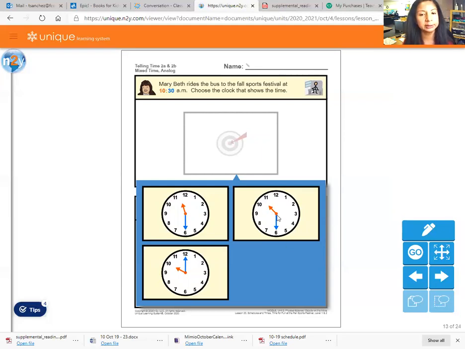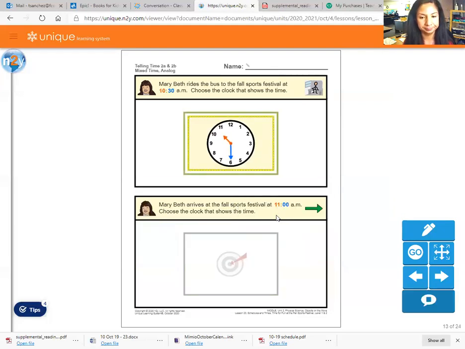Is that correct? Let's see. 10:30 a.m., that is correct. It is 10:30. Okay, let's do one more. Mary Beth arrives at the Fall Sports Festival at 11 o'clock a.m. Choose the clock that shows the time.